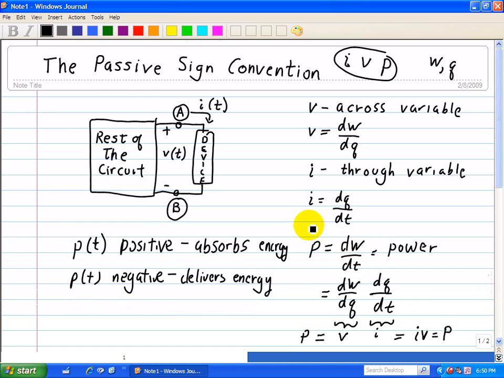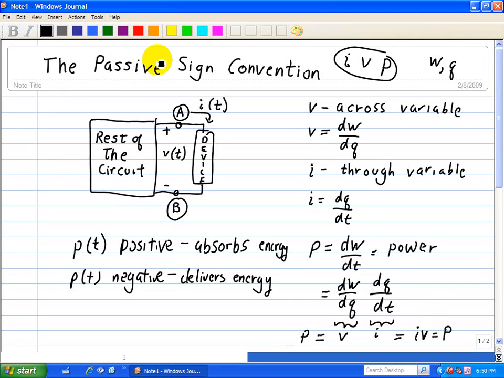Now we can derive the relationship between power, current, and voltage once again by rewriting dW/dt as follows. We can have dW/dq and dq/dt, so a chain rule type of effect. But we note here that dW/dq is really the voltage and dq/dt is really the current. Therefore, power is equal to IV. And again, I mentioned earlier the acronym "Poison Ivy" is a good way to remember this formula.